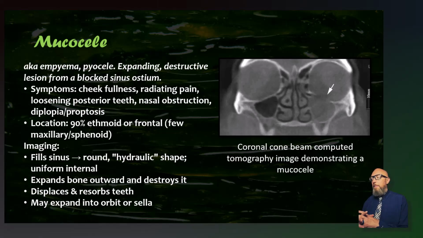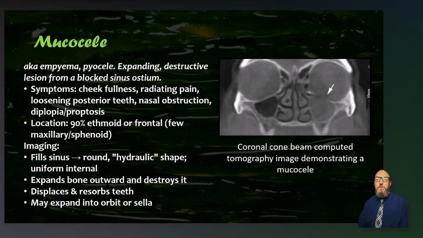Fortunately, the most common pattern of expansion is going to be more medially and into the nasal cavity, and then you'll start seeing it destroy nasal structures, like the border of the nasal cavity. It'll even start to destroy the nasal turbinates. But of course, if it does expand into the orbit or the sella, that can cause problems for the patient.